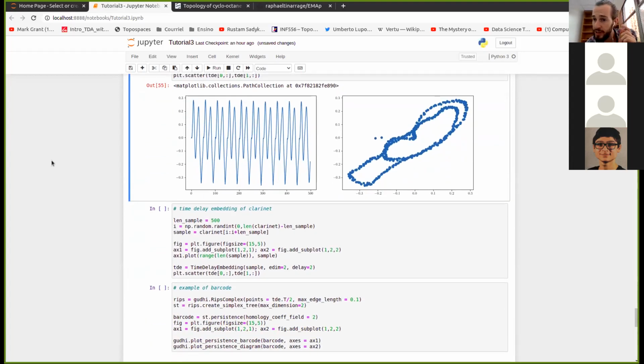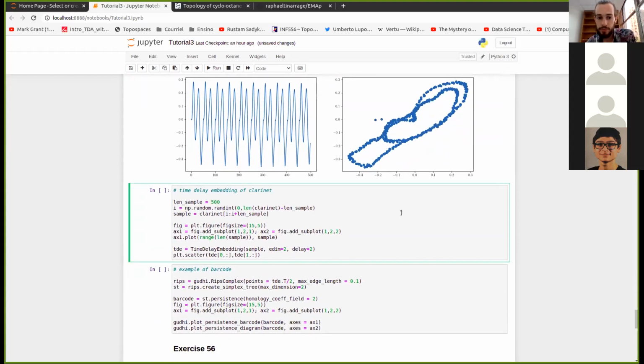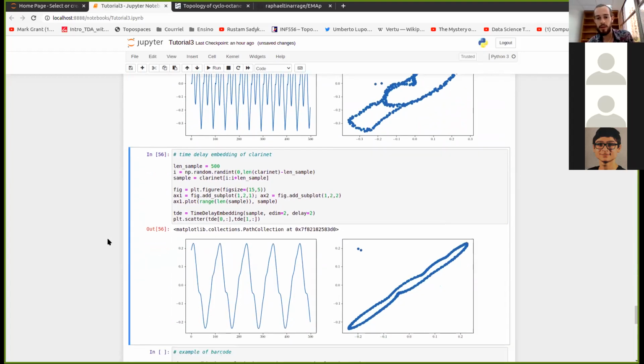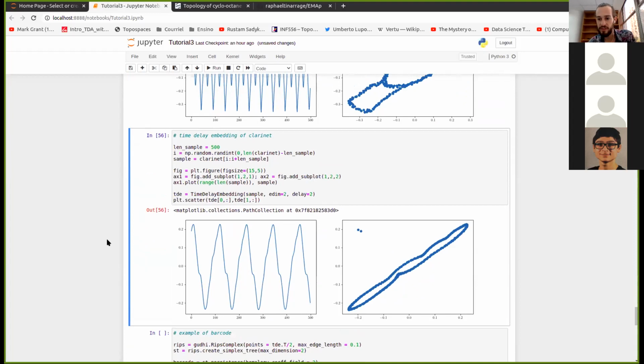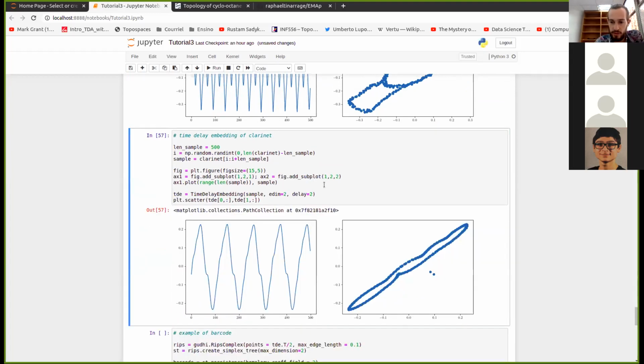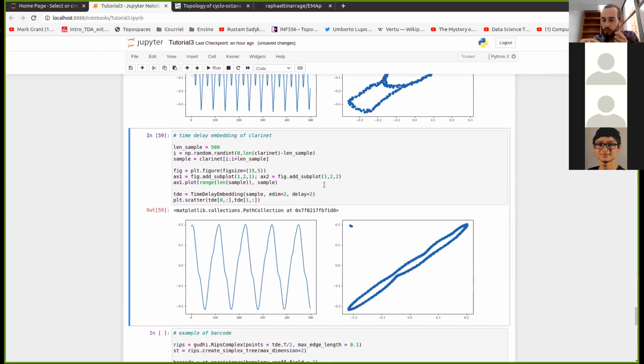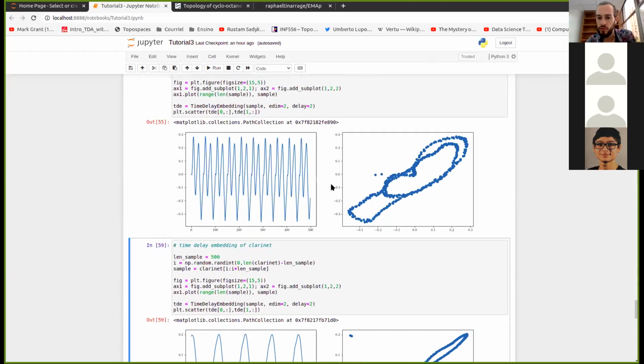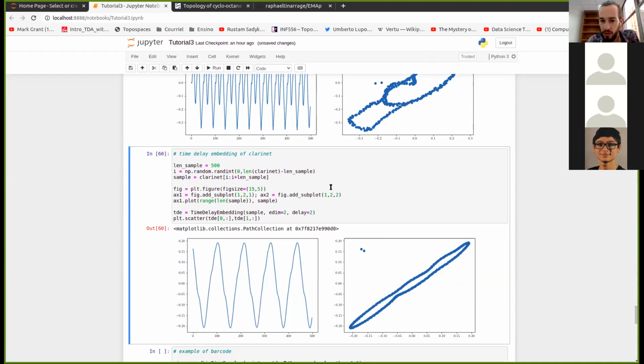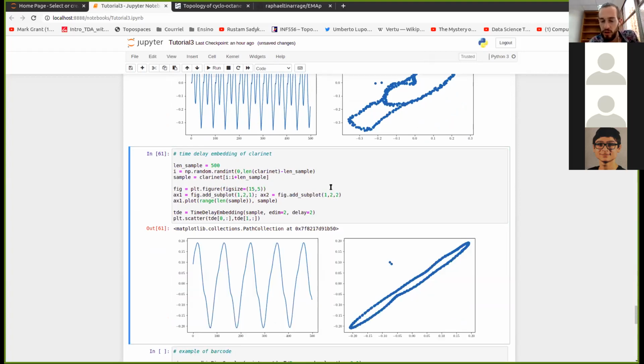Let's do the same for the clarinet. I select a random sample and I plot the sample and its time delay embedding. I obtain something like that. Let's compute again. And we obtain a set that looks very different from the flute, right? It really looks like a circle. It's way more regular.